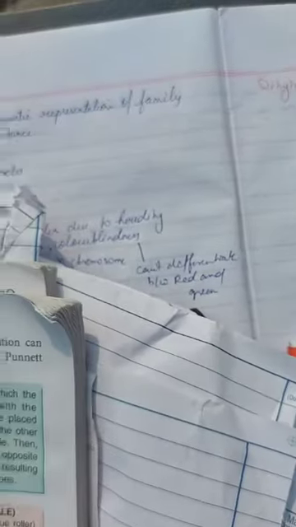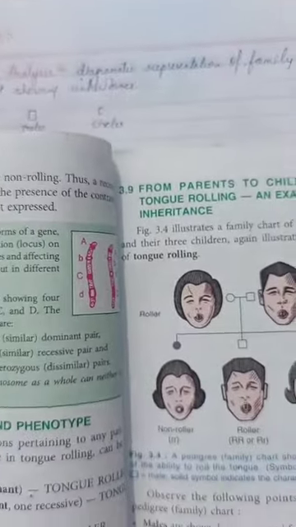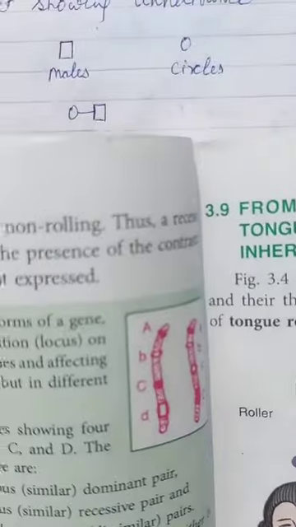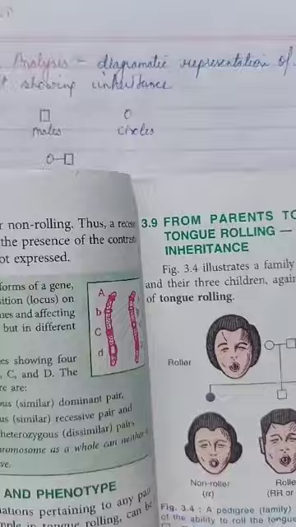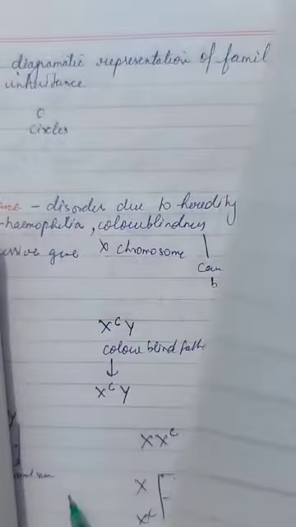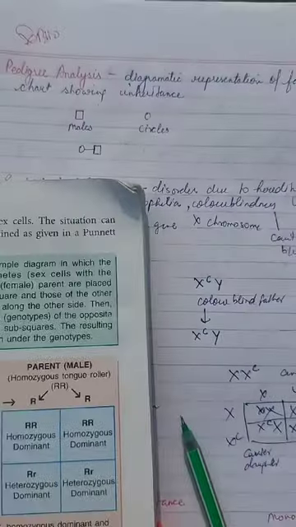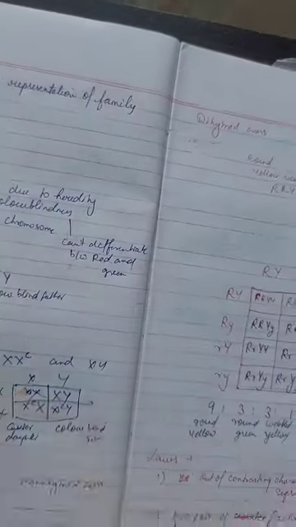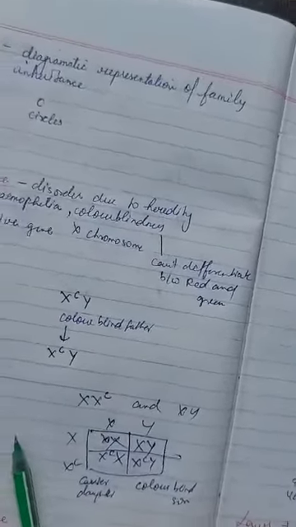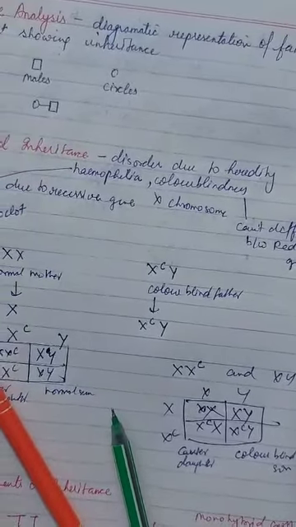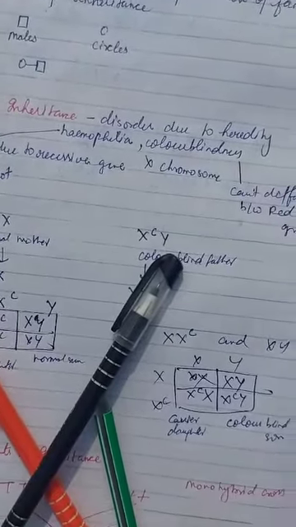This is what you all had to study about pedigree analysis. What is pedigree analysis? Now coming to your topic. Pedigree analysis is the diagrammatic representation of a family chart showing the inheritance. So these are all examples of pedigree analysis.